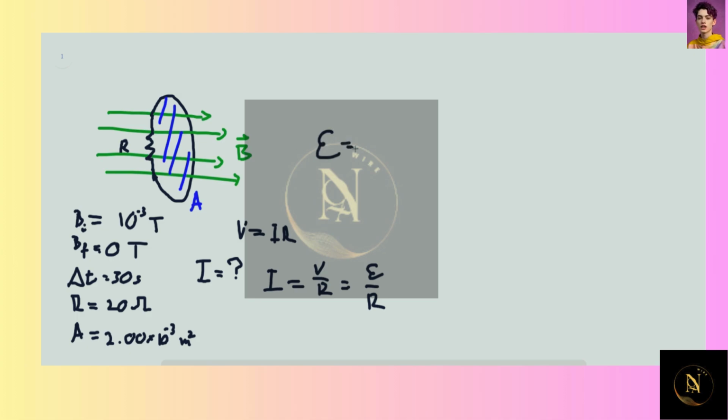So epsilon is equal to minus N, for number of loops, times the change in magnetic flux over time. But now we have that N is actually 1. So I'm just going to go ahead and put that here. N is equal to 1. We have one single loop of wire. And so we have that the flux is just the change in B times A.